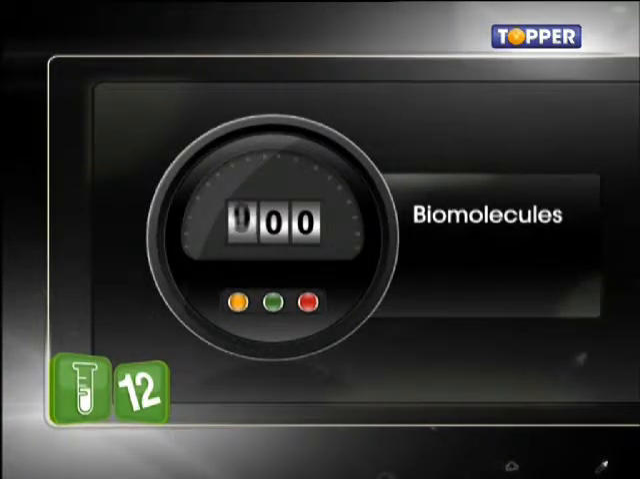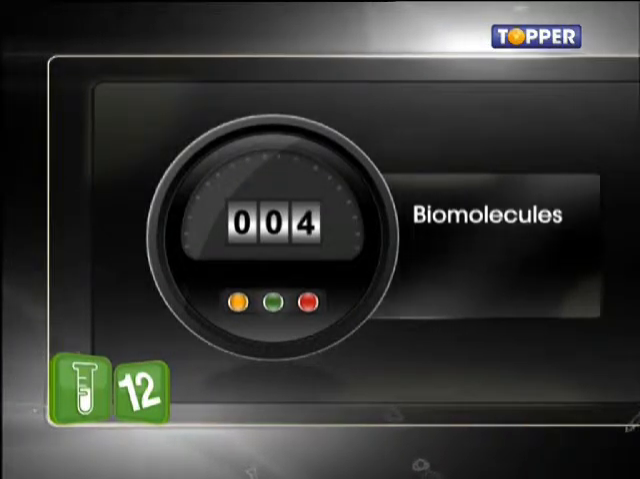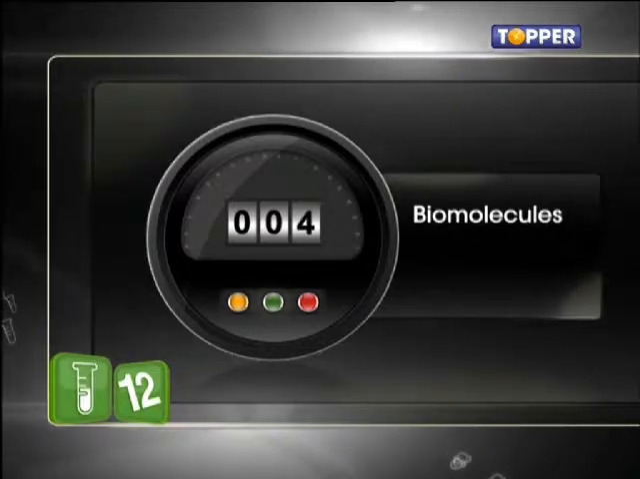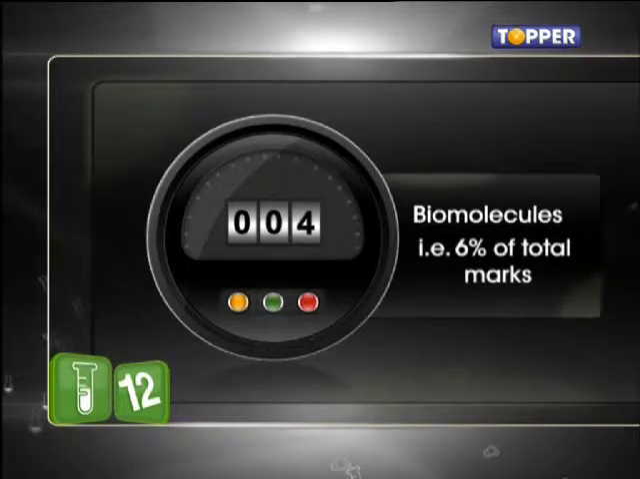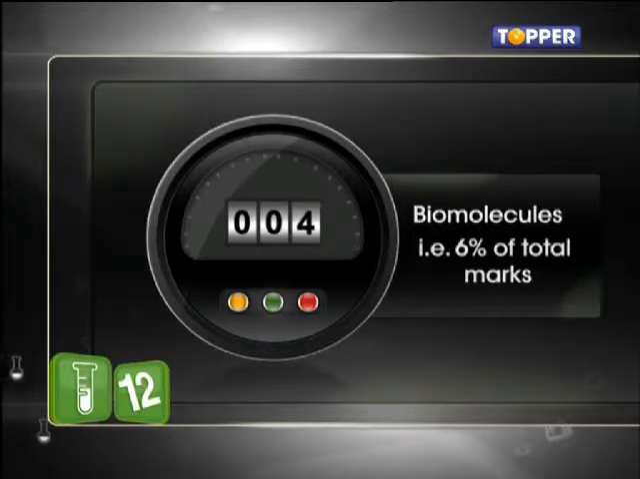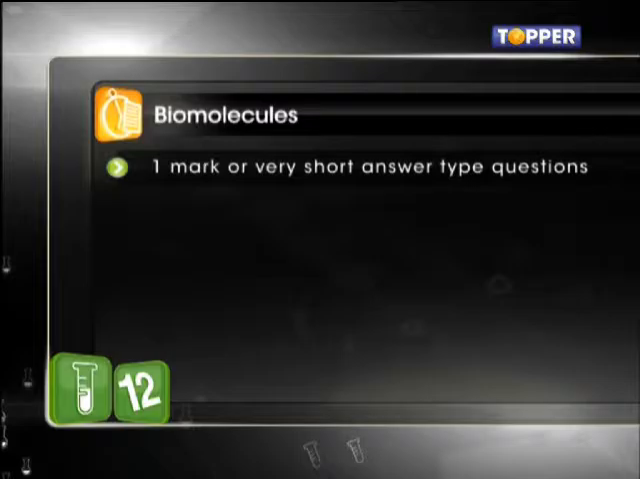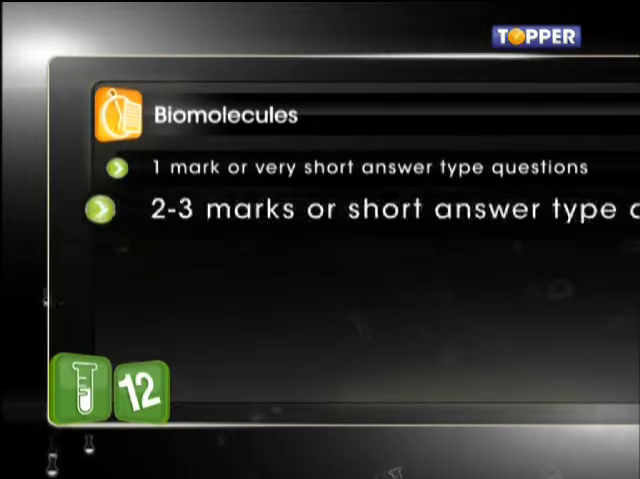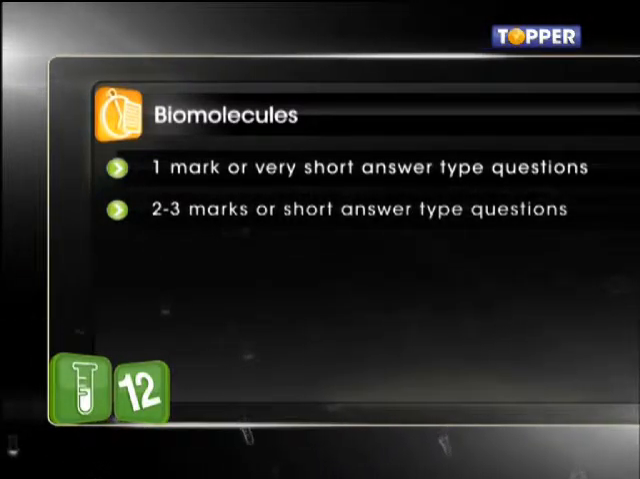This unit of biomolecules carries a total of 4 marks in the 70-mark chemistry paper. In short, it carries 6% of the total marks. One can expect very short answer type questions worth a mark or short answer type questions worth 2 to 3 marks.